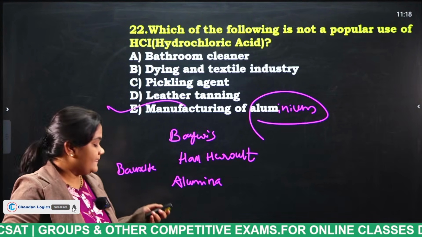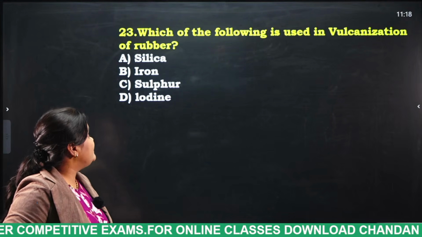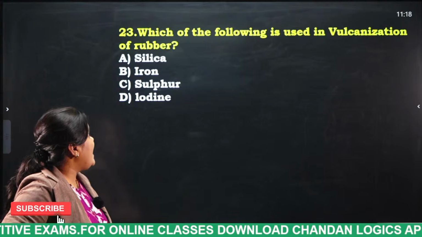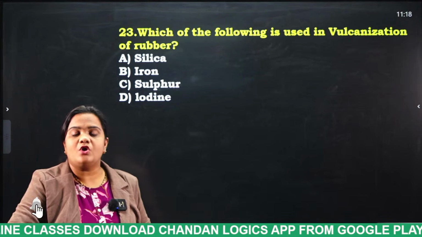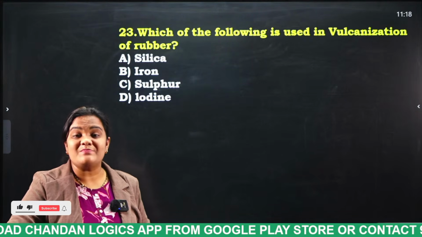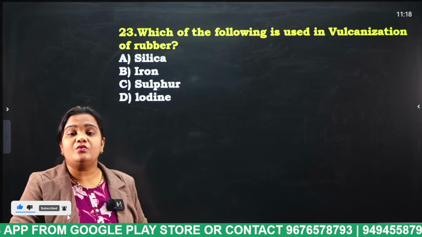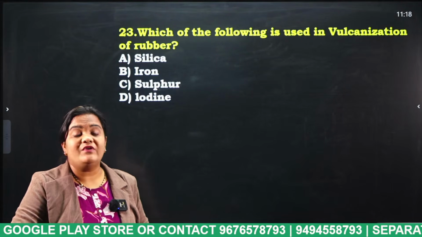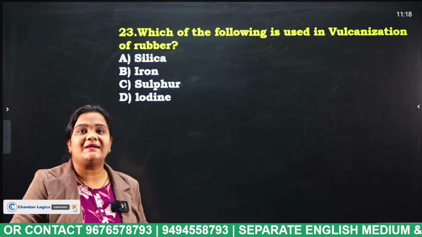Okay. Next. Which of the following is used in vulcanization of rubber? Silica, iron, sulfur, iodine. Rubber. You all know what we mean by rubber. So rubber is manufactured by which process, students? Vulcanization. In order to do vulcanization of rubber, which one is used? Which of the following is used in the vulcanization of rubber?